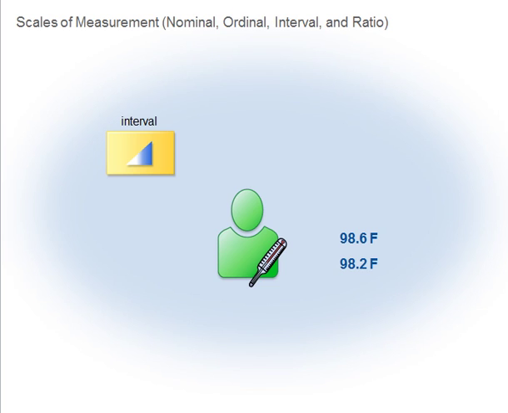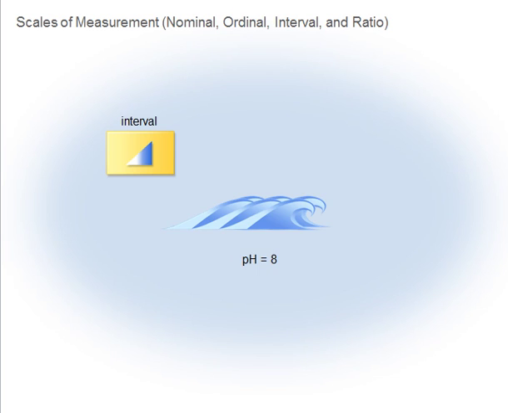Interval scales lack, however, the ability to calculate ratios between numbers on the scale. In the case of the Fahrenheit scale, for example, there is no true 0 point. 0 does not imply the lack of temperature. Another example of an interval scale is pH value. Seawater, which has a pH of 8, is not twice as alkaline as tomato juice, which has a pH of 4.